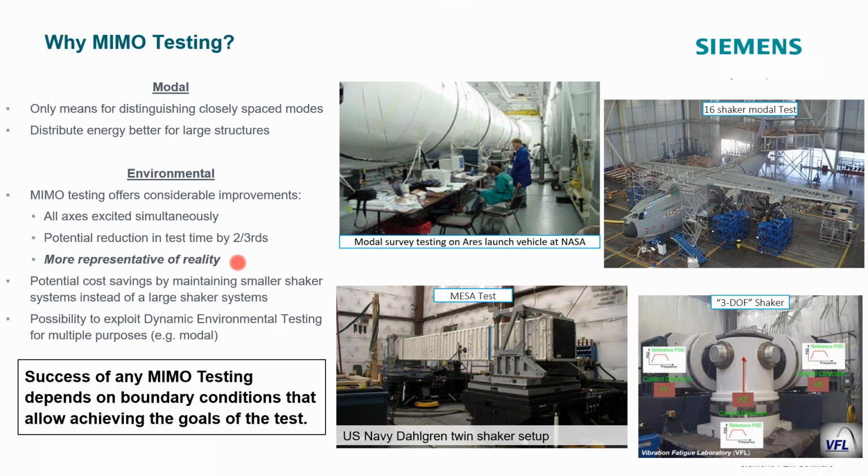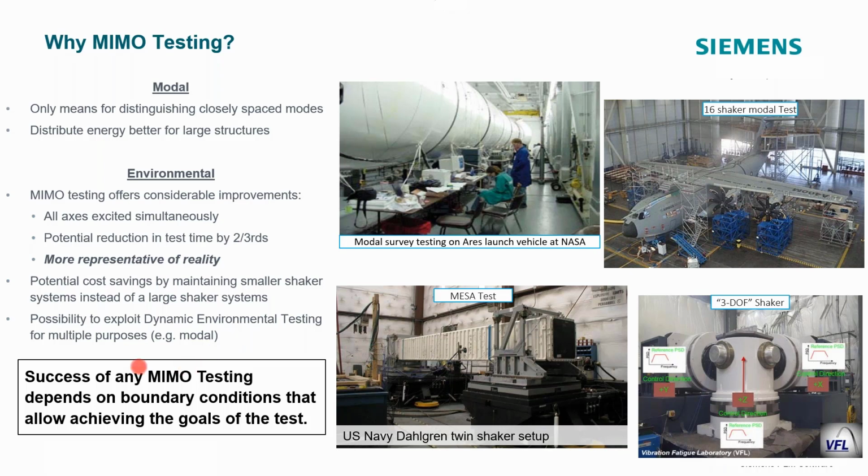Also, some benefits: potential cost savings by maintaining smaller shaker systems instead of a large shaker system. So you can have vibration control, closed loop control, MIMO testing using smaller shakers instead of some of these big shakers. Also, possibility to exploit dynamic environmental testing for multiple purposes like modal. So if you're doing closed loop vibration control, you can possibly measure the forces into the system and use that for modal analysis too, so a dual purpose. Or, if you're not measuring forces, you can actually use it for operational modal too.